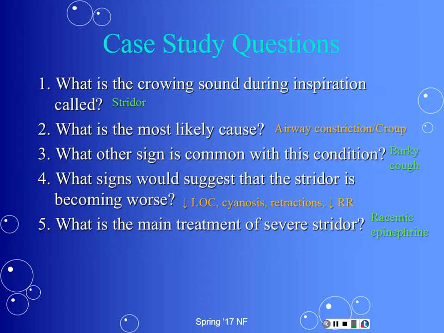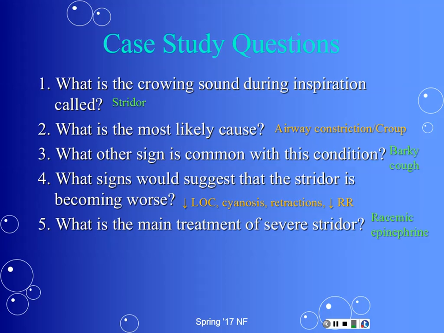Now, we only give this for stridor. If our kid has croup and they're sitting there happy with a barky cough in mom's lap and their sats are 96 and they're stable, we're not going to give that kid racemic epinephrine. If the kid didn't have stridor, we're not going to give it. This is not something you're going to send them home with a prescription for and let them give it at home. You're going to monitor this kid because they're already in severe respiratory distress for us to have to give it in the first place. Okay.